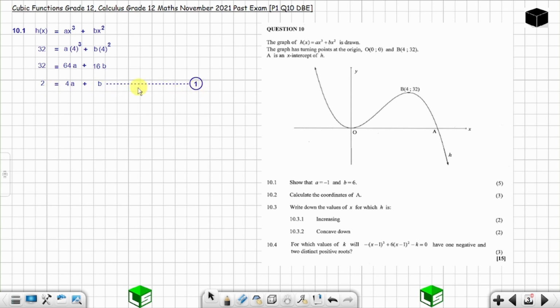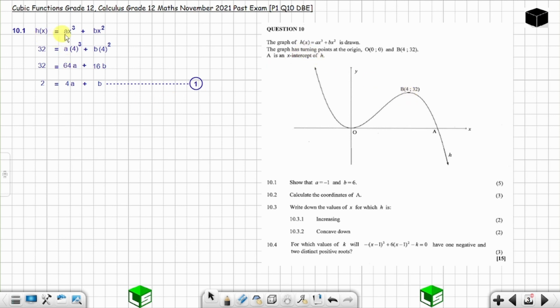Let's create our second equation. We can't use point O to create our second equation because the coordinates of this point, both x and y, are equal to 0, so it's not going to help us. We need another approach, so what we can do is still use point B. At the turning point, h prime of x, the first derivative, is equal to 0. So let's get the first derivative of h of x.